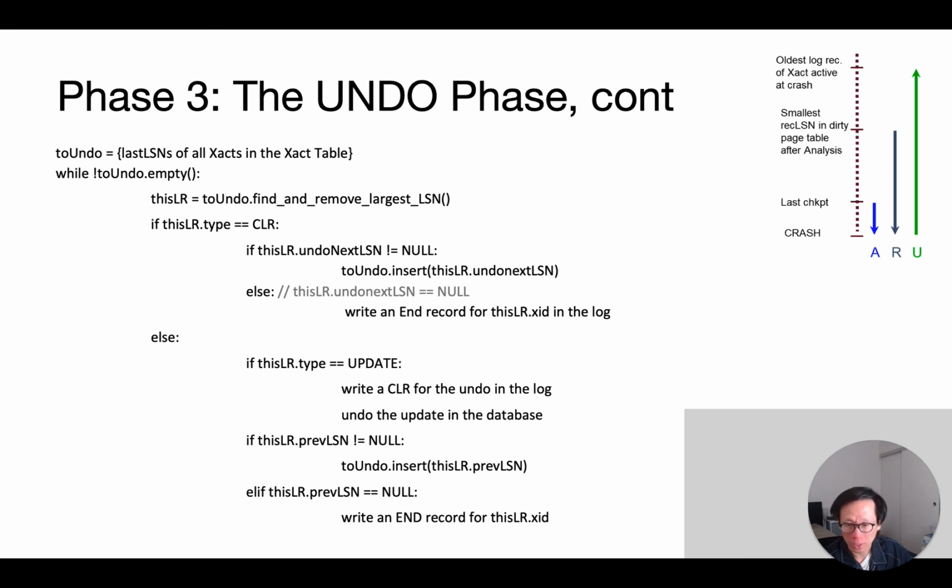Now, if this log record is not a CLR, then it's an update. We will write a CLR for the undo we are about to do in the log, and then we will undo that update in the database. We will insert this LR's prevLSN into toUndo, and that's the next thing to undo for this transaction. Finally, we keep doing this loop until we have done everything in toUndo. toUndo is empty at that point, and we have successfully undone all of the loser transactions.